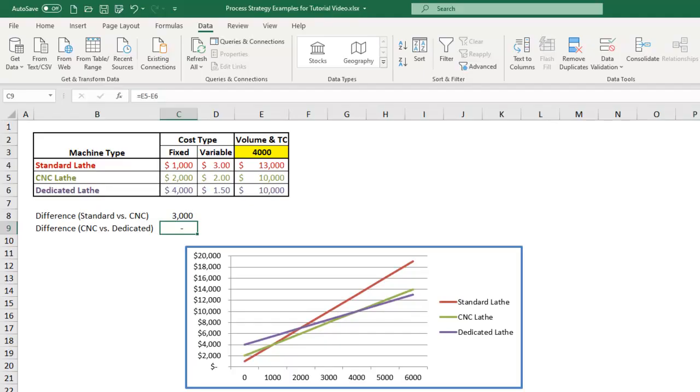Well, that ends this tutorial video on how to compute the break-even point via total cost, the break-even equation, and goal-seek. I hope this has been helpful for you.